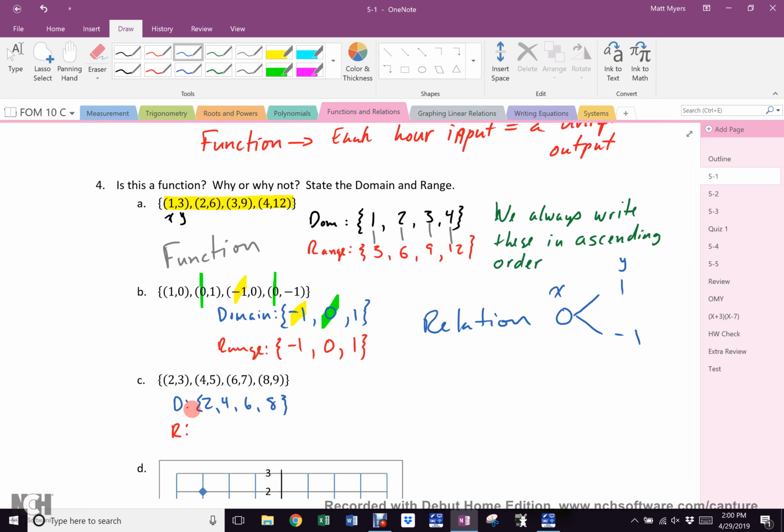What's my range? 3, 5, 7, 9. Now, these happen to work out as pairs, yes? Do they have to? No. Because I always put these in ascending order, right? Function or not? Yeah. Function. Why? No x gives me multiple y's. No input gives me multiple outputs. Everybody cool?